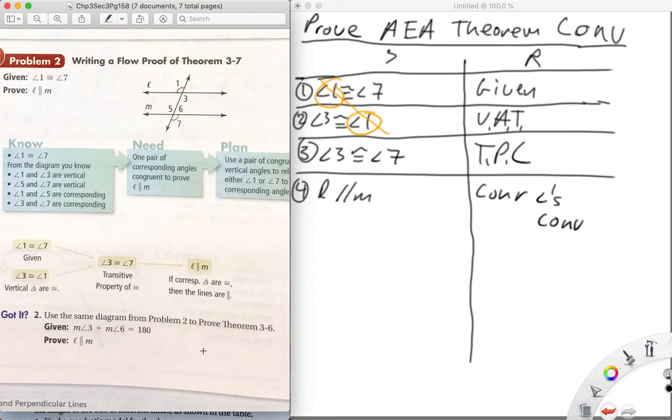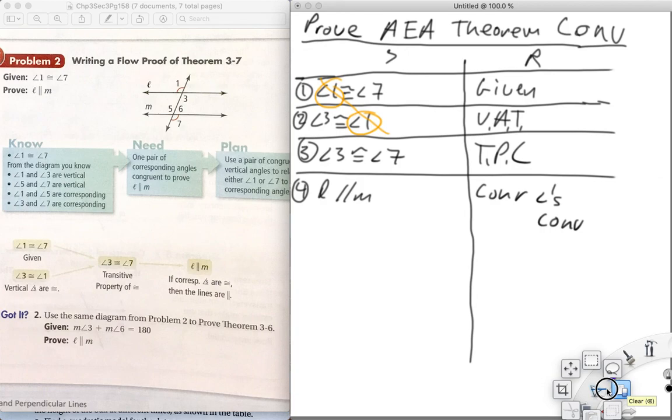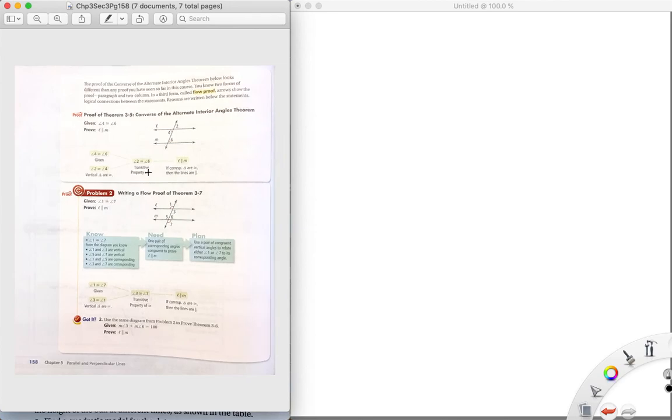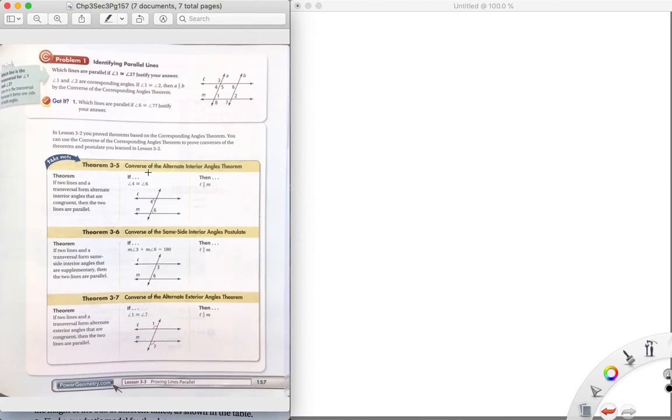They want us to use the same diagram up here to prove theorem 3.6. This flow is identical to the flow above. Alright, so this is going to be proof of 3.6. Which one is 3.6? They want us to prove a postulate.